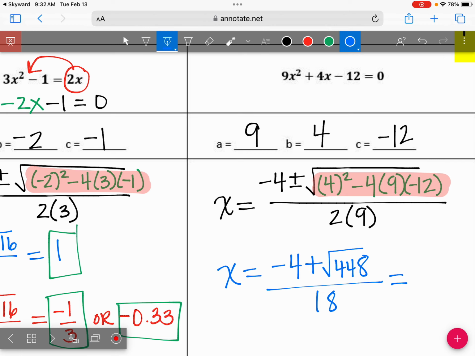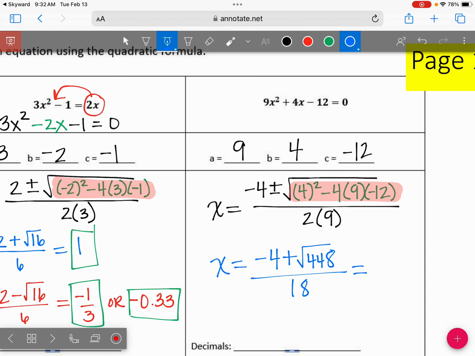And this time you get one of those crazy numbers, so you have to hit that double triangle button to get a decimal. I'll come around to help, but you should get 0.95. I'm going to come around and look at your answers. And then do the same thing with the negative 4 minus the square root of 448 all over 18.